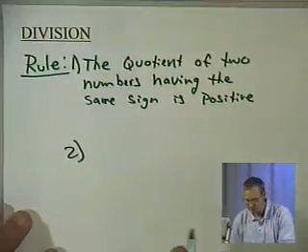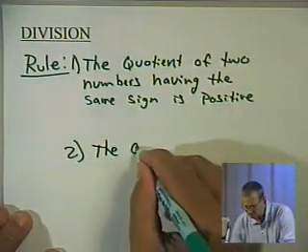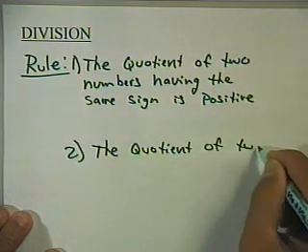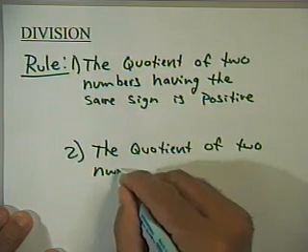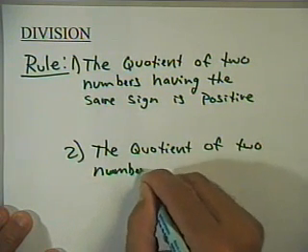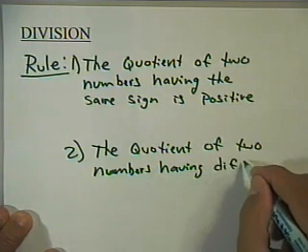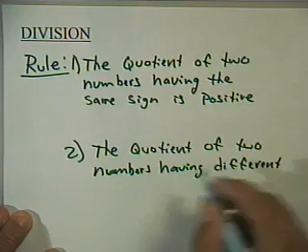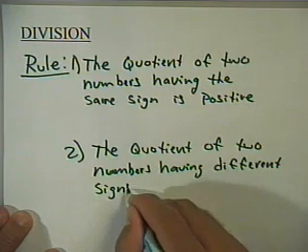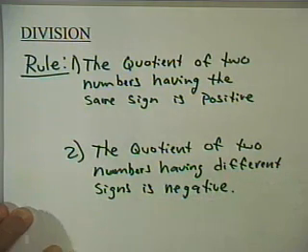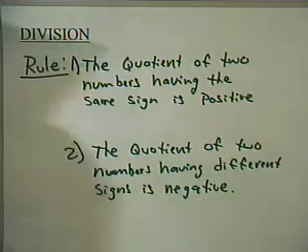And just like multiplication, the quotient of two numbers having the different signs is going to be negative. Okay. So let's do a couple examples of division.